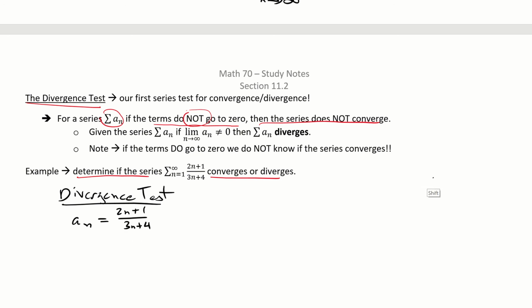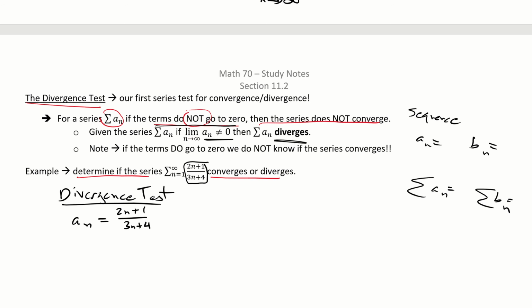Let's go off to the side. Series typically use this notation. Remember, for a sequence, they would say a sub n equals or b sub n equals. Well, for a series, they say series a sub n equals or series b sub n equals. And so what I did is detach this definition of the n terms from the sigma notation. Again, if the limit of a sub n is not 0, it diverges. So I'm going to take that out, and I'm going to run the test.